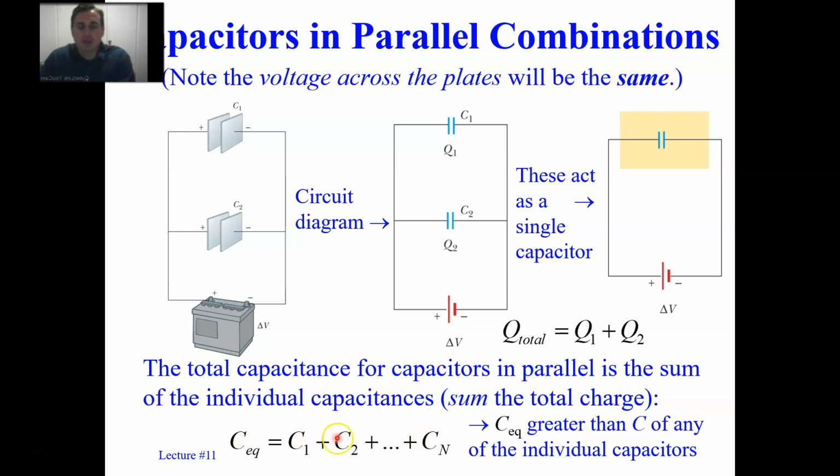So it's going to be C1 plus C2 plus all the way up to C capital N, where capital N is an integer, the maximum number of capacitors. Notice that the equivalent capacitance is going to be greater than each of the individual capacitors. That's because the overall capacitance is going to be a sum. So even if we have a lot of small capacitors and one very large one, the overall capacitance will be larger than the largest one. Hopefully this is pretty straightforward.